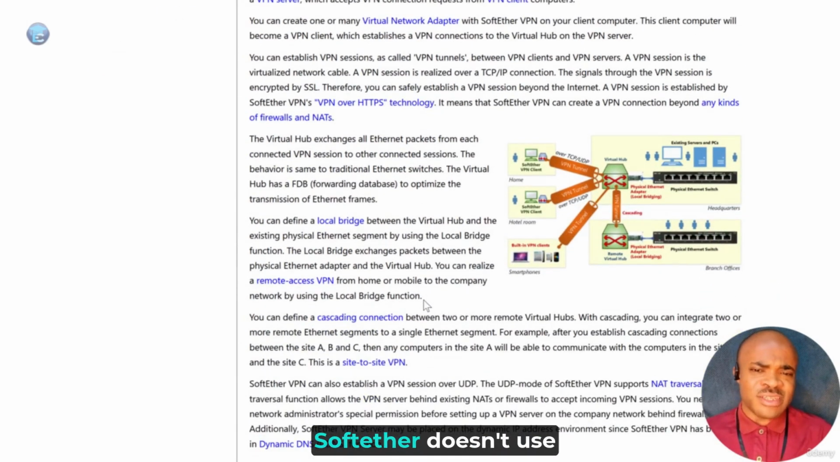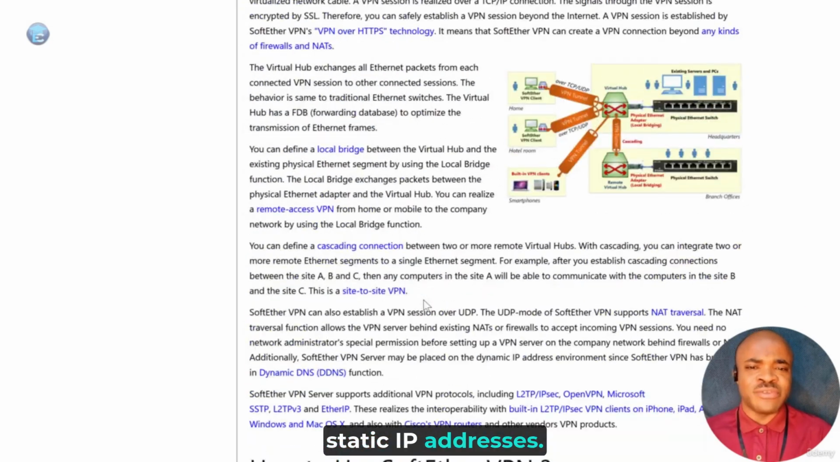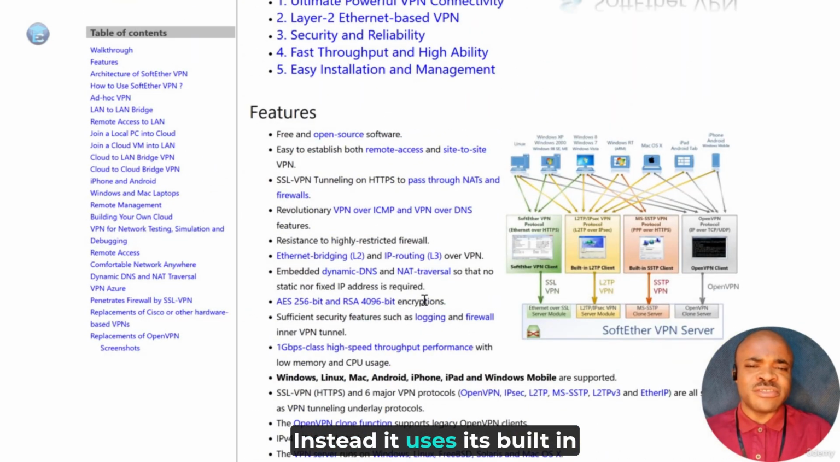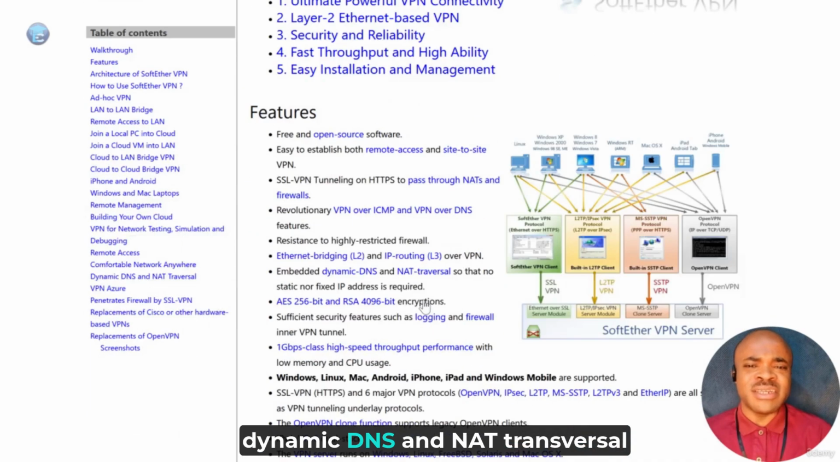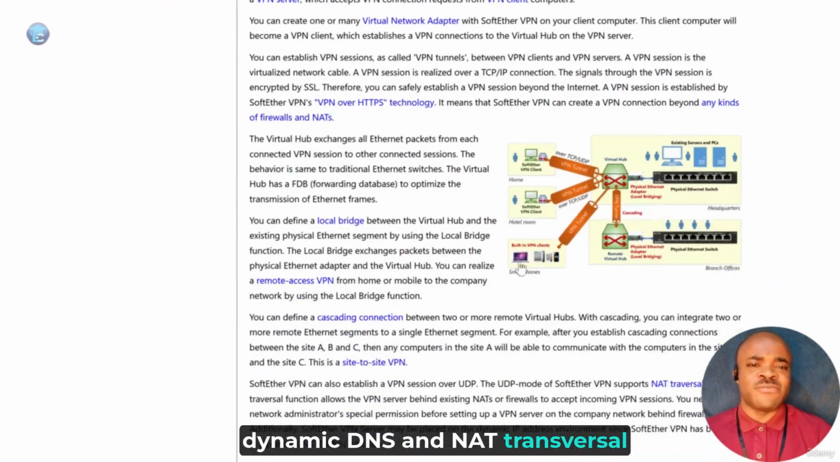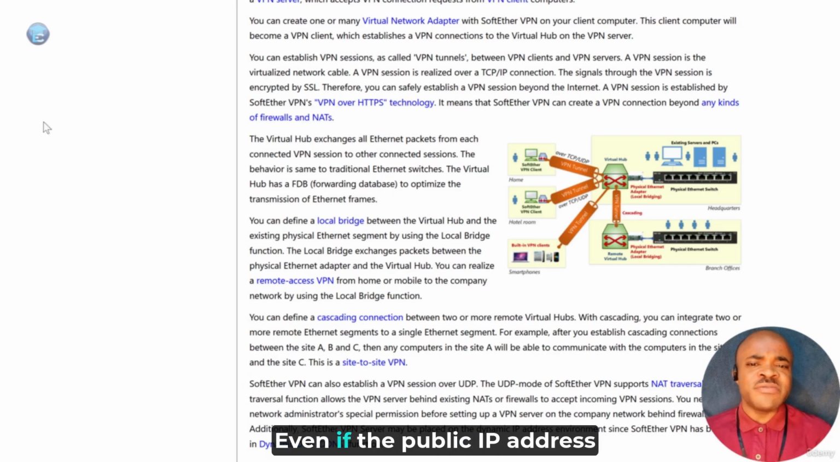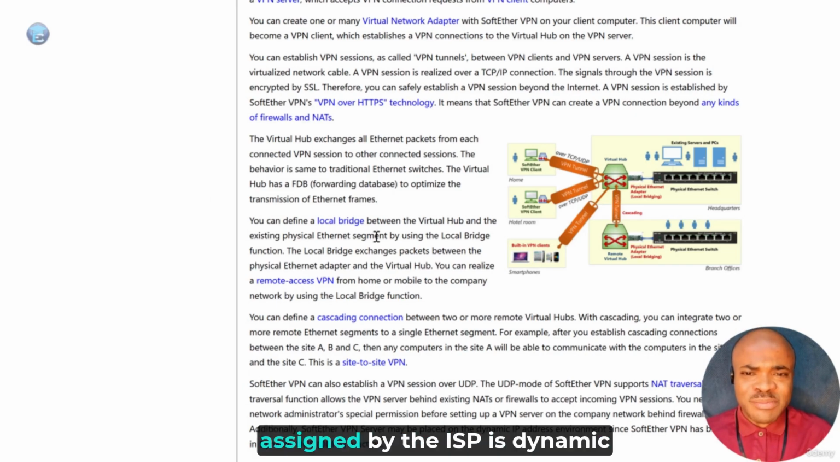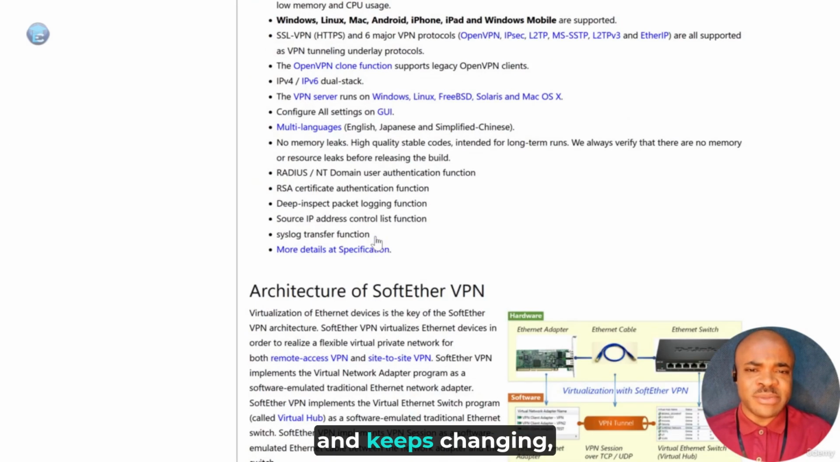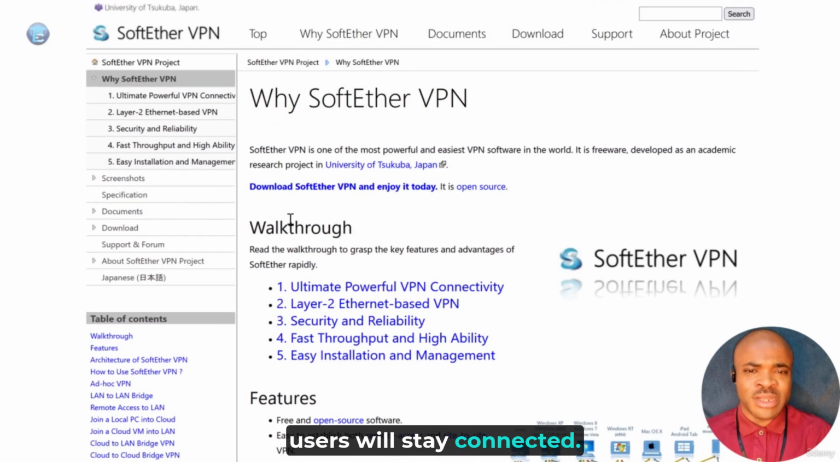Interestingly, SoftEther doesn't use static IP addresses. Instead, it uses its built-in dynamic DNS and NAT traversal functions. And what it also offers is the ability for SoftEther VPN server to run on just about any computer that has internet access, even if the public IP address assigned by the ISP is dynamic and keeps changing. Users will stay connected.